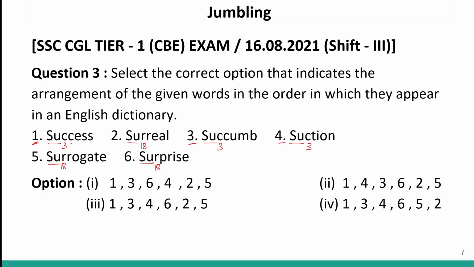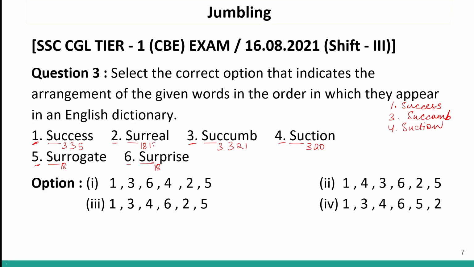So, success. The next is also 3. Over here we have 3 and T is 20. So, this will come at the third position. So, at the third position, we'll have suction. Now, first position. After CC, we have E, so 5. Over here, we have U, which is 21. So 335 will come before 3321. So the first word will be success. And the second word will be succumb. Correct? Now let us look for 2, 5, and 6.